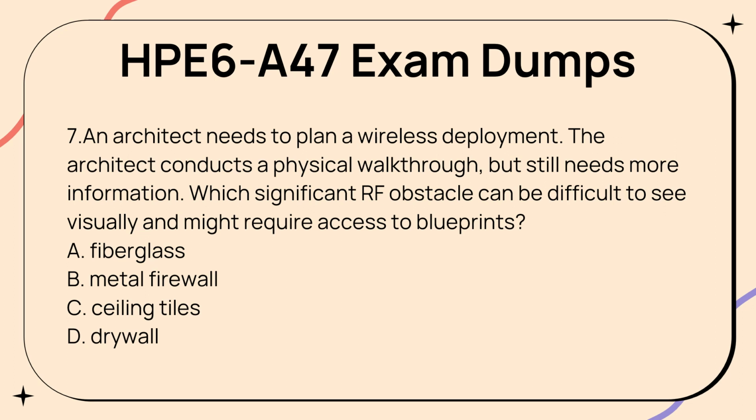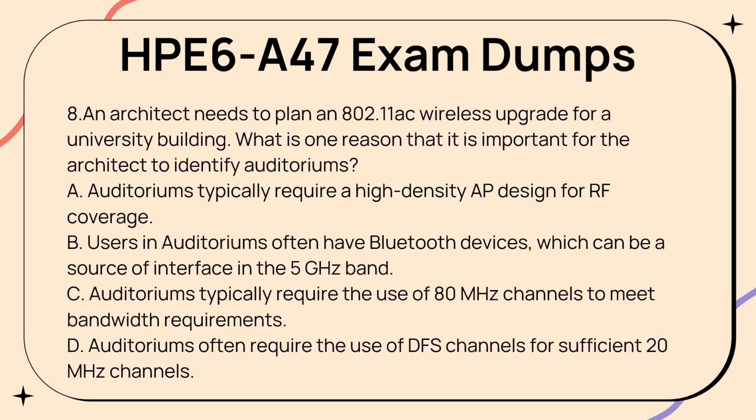7. An architect needs to plan a wireless deployment. The architect conducts a physical walkthrough, but still needs more information. Which significant RF obstacle can be difficult to see visually and might require access to blueprints? A. Fiberglass. B. Metal firewall. C. Ceiling tiles. D. Drywall.